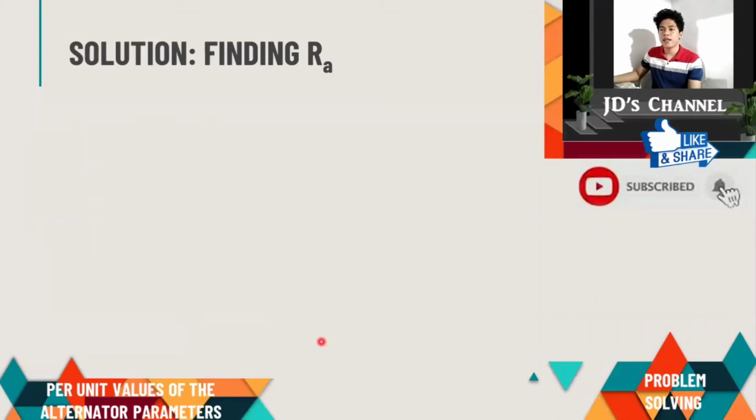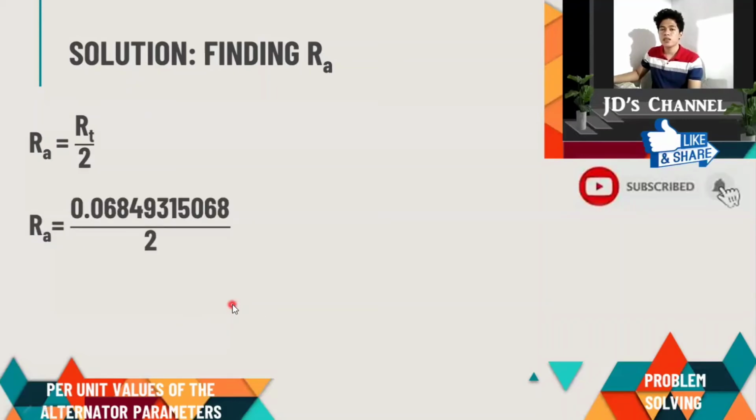Next one is finding RA. RA is equal to RT over 2. And then for the value of RT that we got, we just substitute it, class, over 2. So we have 0.06849315086 over 2. The value of our RA is equal to 0.03424657534 ohms. So that is the value of RA.